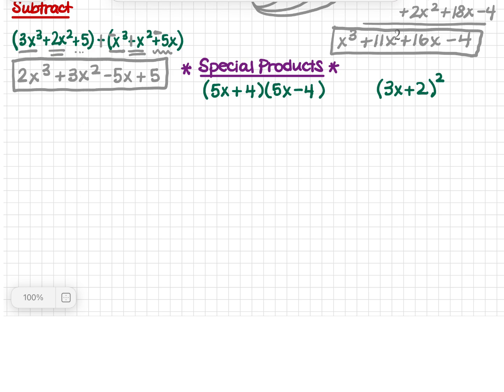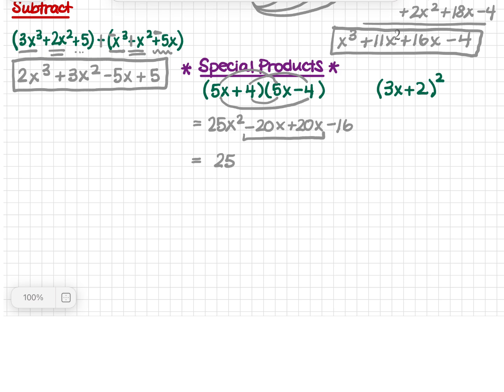Something kind of cool happens when you FOIL these. When you take the 5x times the 5x for your first, when you FOIL, you get 25x squared. And then your outside winds up being minus 20x. And your inside winds up being plus 20x. And your last winds up being minus 16. And the kind of cool thing is if you have this sort of setup, what do you notice about the outside inside? They literally make 0x, right?